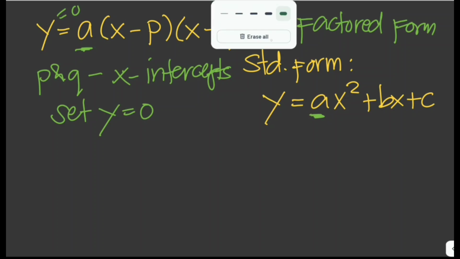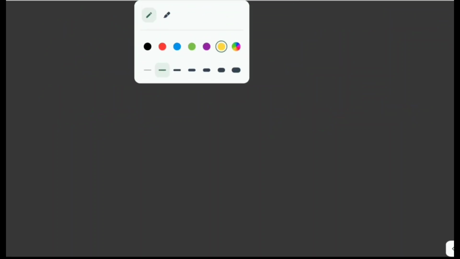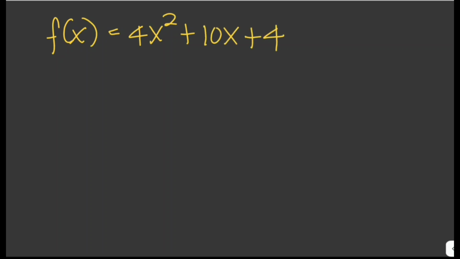Now let's try solving some practice problems. So let's say we're given f of x equals 4x squared plus 10x plus 4. Now to write this equation in its intercept form, we need the x-intercepts. So we factor 4x squared plus 10x plus 4.